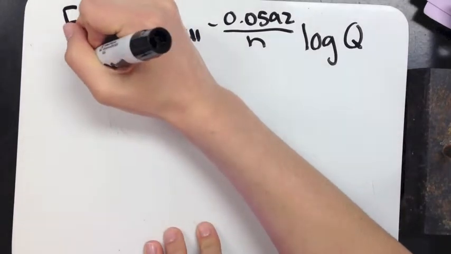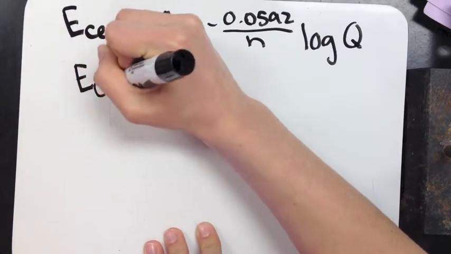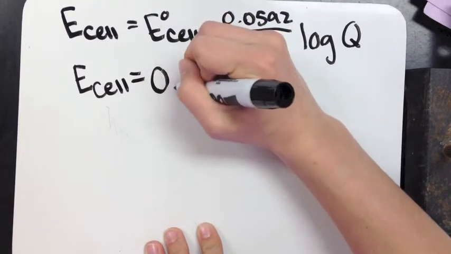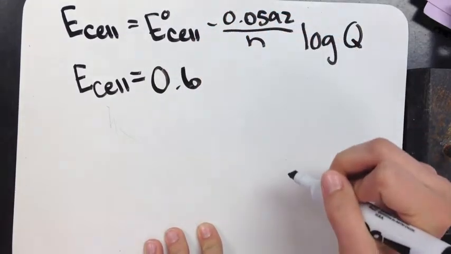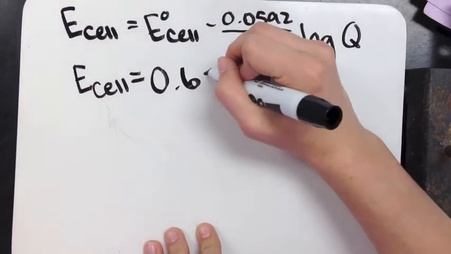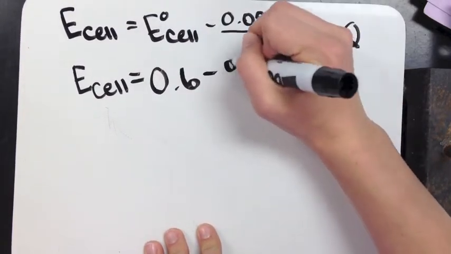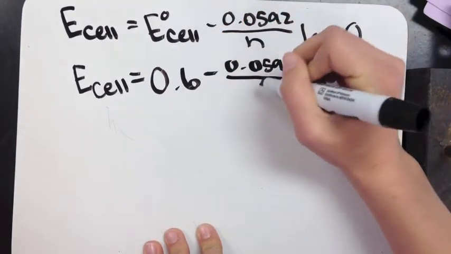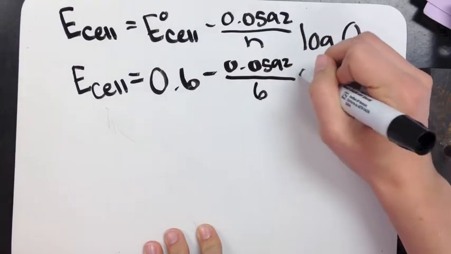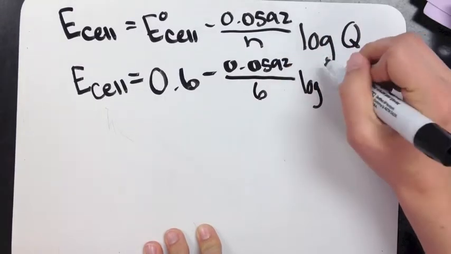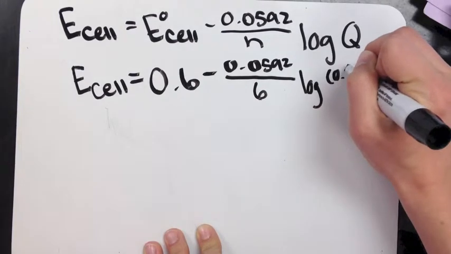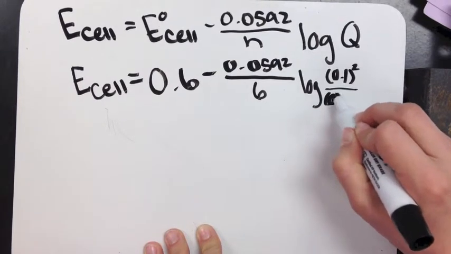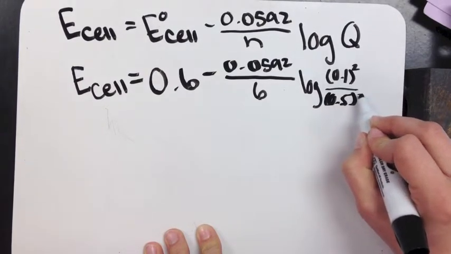We don't know what the cell potential is of the new equation with the new concentrations, but we know that E cell is equal to 0.6 minus 0.0592 over n, which is the moles of electrons, which was 6, times the log of Q. And Q is going to be the concentrations of the new ions. Remember to raise them to their correct powers.